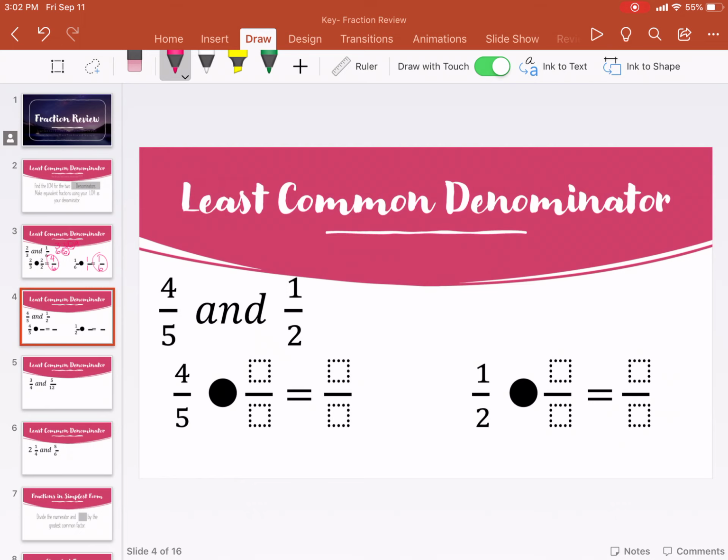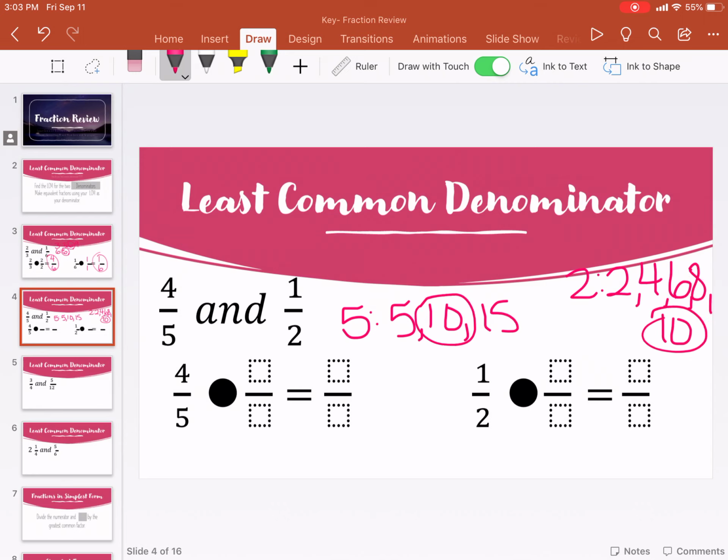4/5 and 1/2. So we're going to list out our multiples of 5: 5, 10, 15, and the multiples of 2: 2, 4, 6, 8, 10. There it is. 10 is our denominator. So let's figure it out. 5 times what gets me 10? 5 times 2. So multiply the same thing on the top.